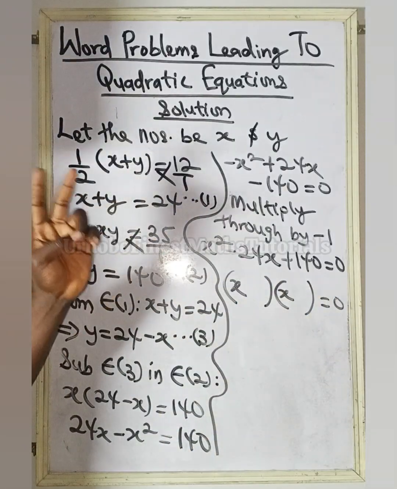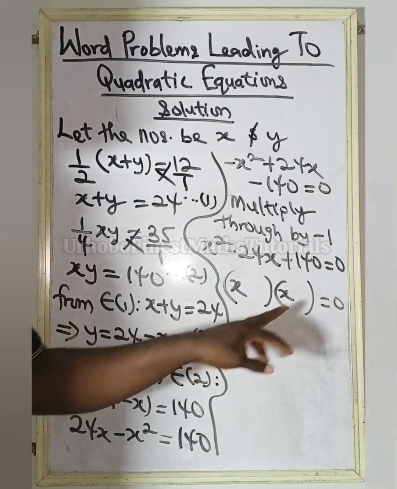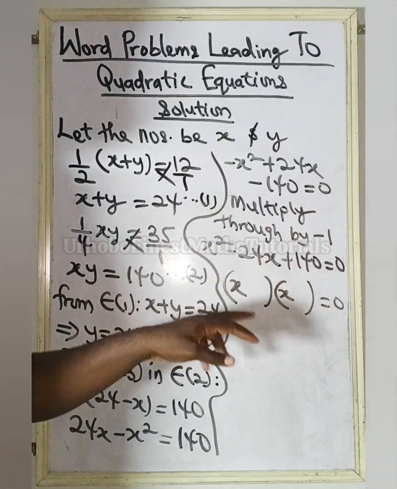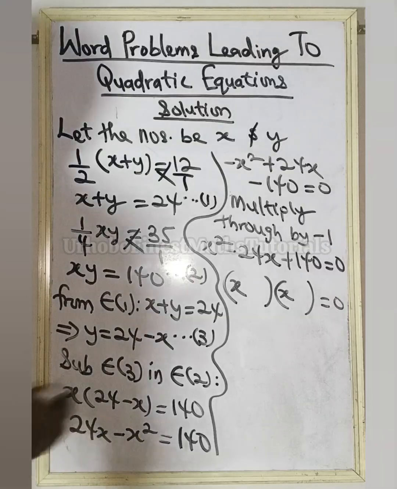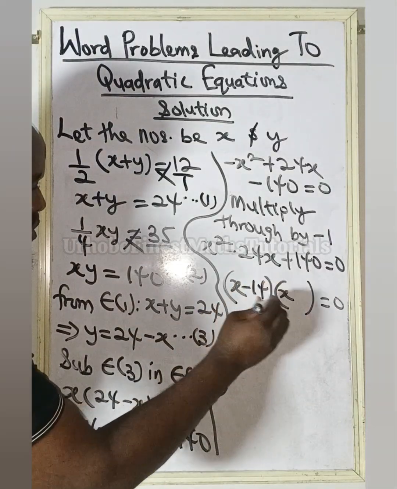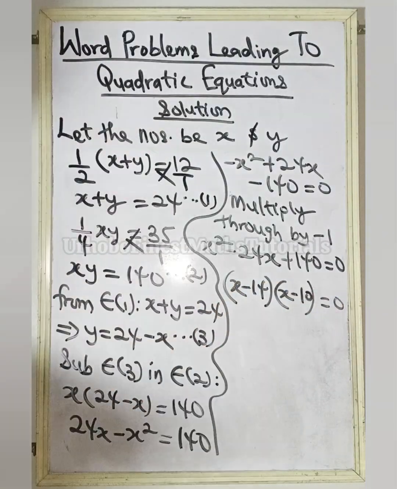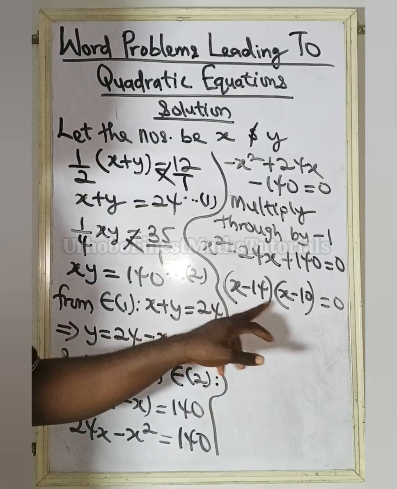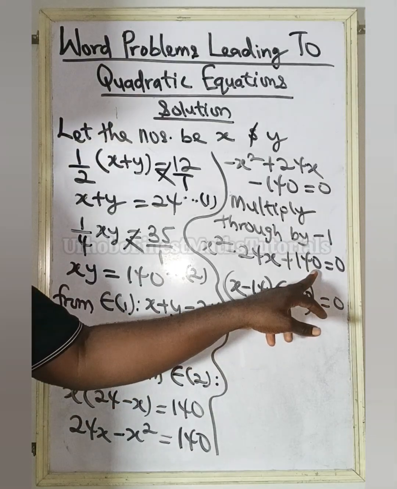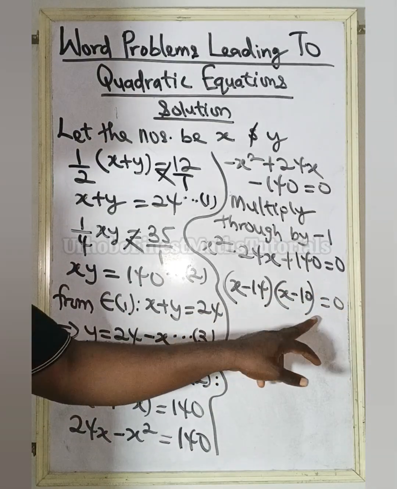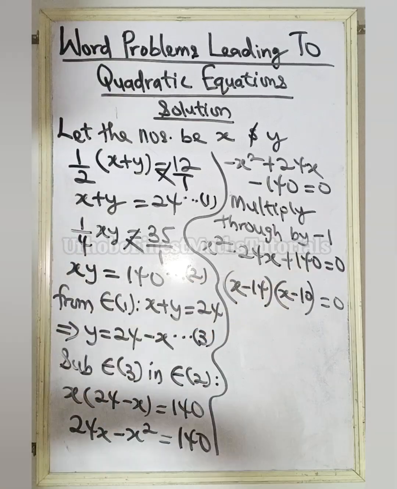At this point, we need two numbers such that when we multiply them, we get 140, and when we add them up, we get minus 24. The numbers are minus 14 and minus 10. Let's confirm: minus 14 times minus 10 gives 140, and minus 14 plus minus 10 gives minus 24. So we're on track.